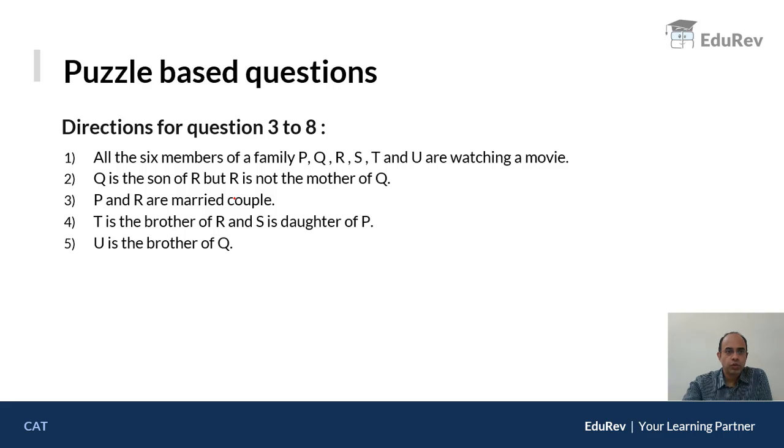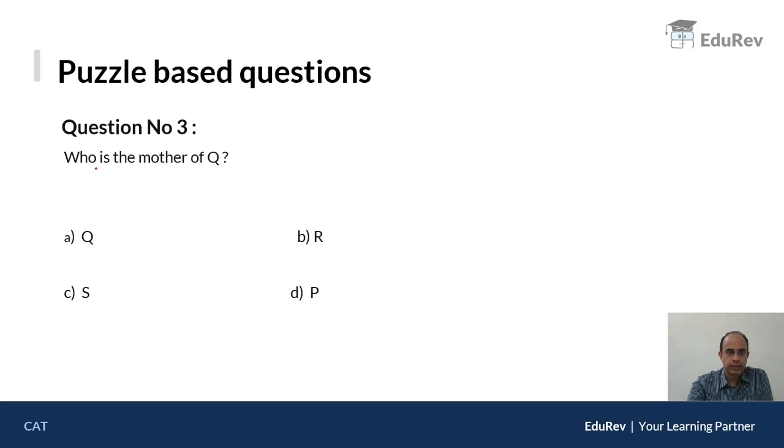Now we are moving to a new set of questions. This question says, all the six members of a family, P, Q, R, S, T, U, are watching a movie. Q is the son of R, but R is not the mother of Q. P and R are a married couple. T is the brother of R and S is the daughter of P. U is the brother of Q. So these five pieces of information are given to you, and based on this information, they might have asked you a few questions.